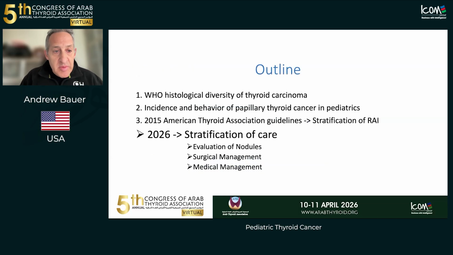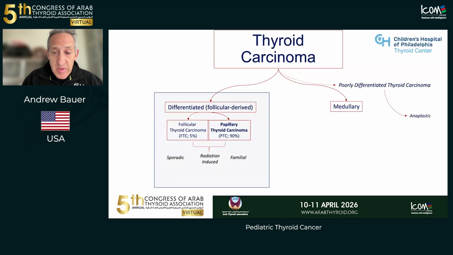So we're going to start with the World Health Organization histologic diversity of thyroid carcinoma, really to set the stage of where we were and where we're going. We'll follow that by the incidence and behavior of papillary cancer, talk about what we accomplished, I think, as far as stratification of care, especially for radioactive iodine in our 2015 guidelines, and then move into the majority of the talk, which is where can we continue to stratify care beyond radioactive iodine to include the evaluation of nodules, surgical management, as well as medical management.